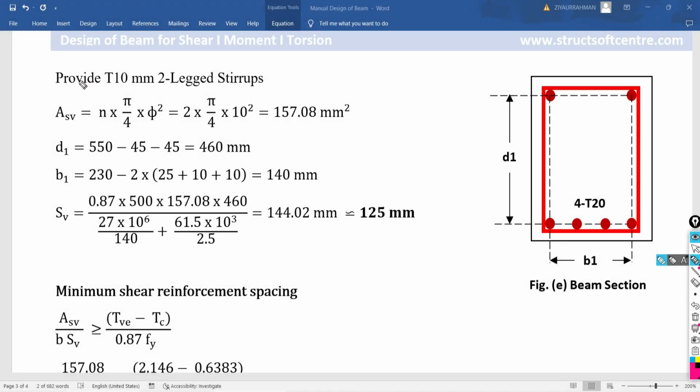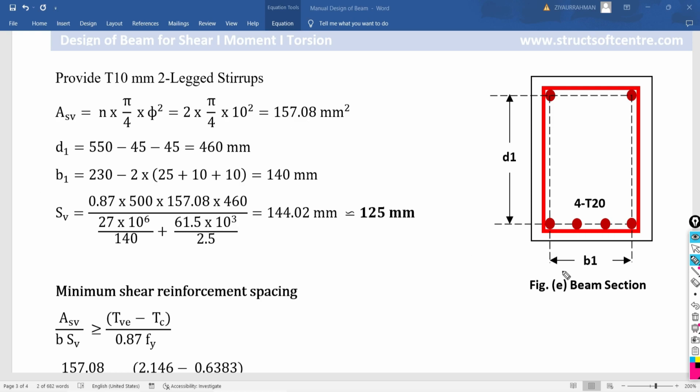Now first I would like to calculate the unit area of the shear reinforcement. For that we need to make the decision for the diameter of bar and number of legs. So I would like to provide 2-legged vertical stirrup of diameter 10 mm. So the unit area of shear reinforcement is going to become number of legs multiplied by unit area: 2 times pi by 4 times 10 square, because we are going to use 10 mm diameter bar. So the area of this one ring is going to become 157.08 mm square.